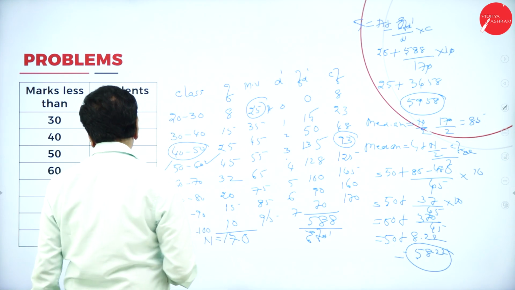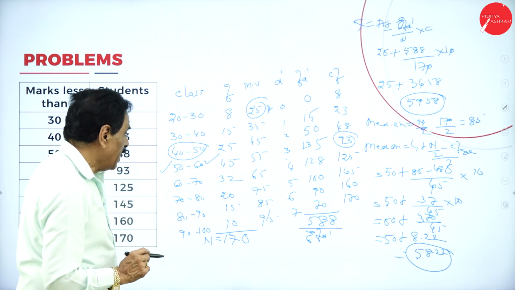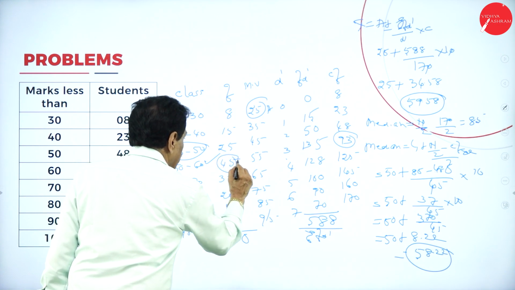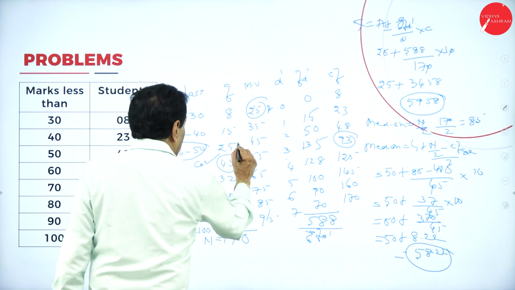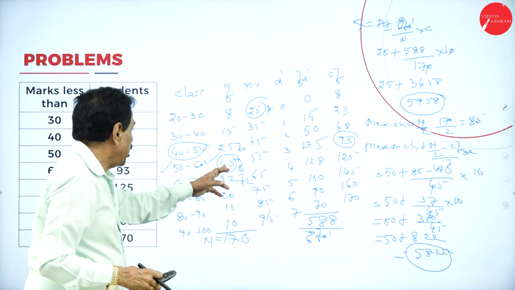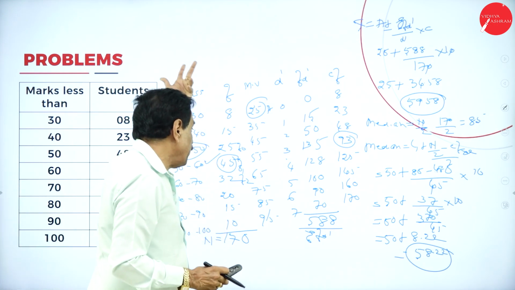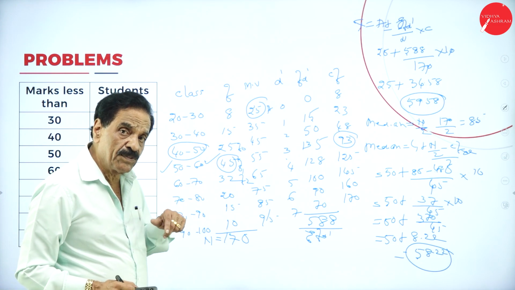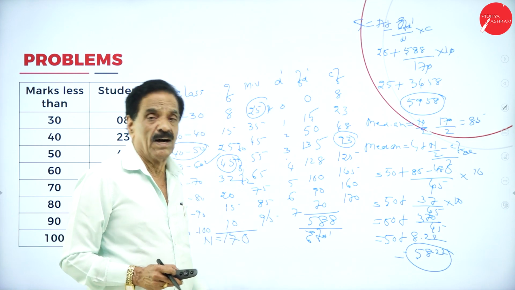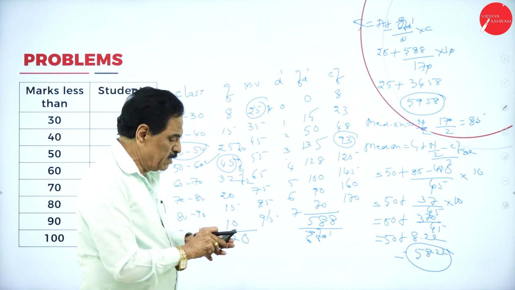Then we'll go to mode. Mode lies in the highest frequency. If you see your frequency, the highest frequency is 45. This becomes the F1, 25 becomes the F0, and 32 is the F2. Remember, 45 is F1, 25 is F0, 32 is F2. Then your class is 50 to 60.